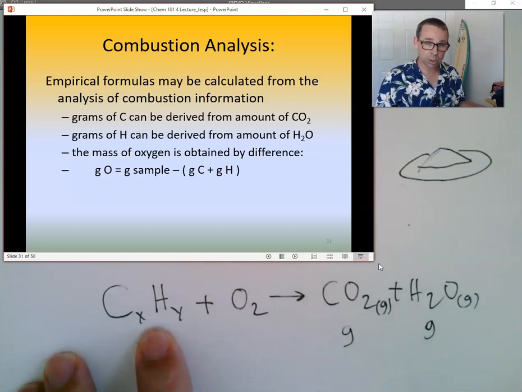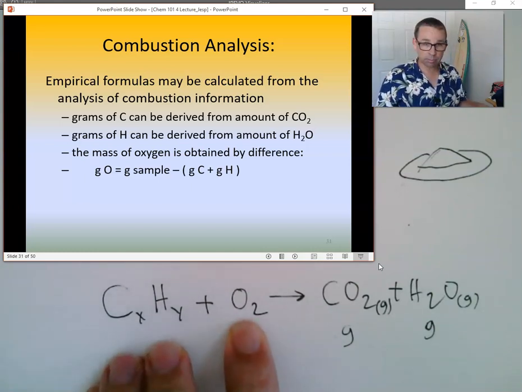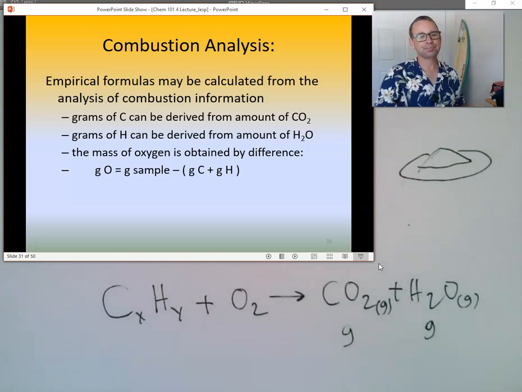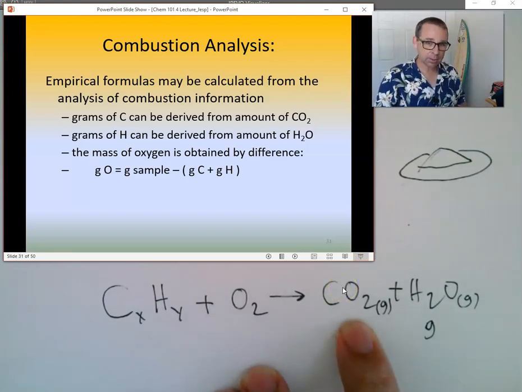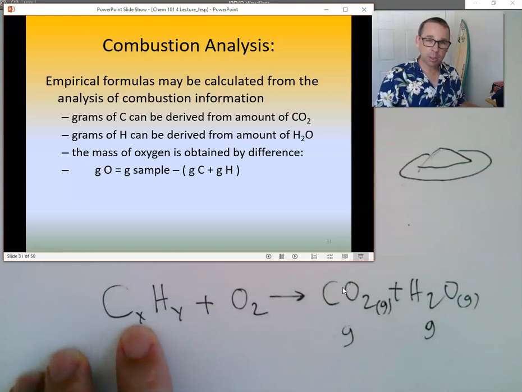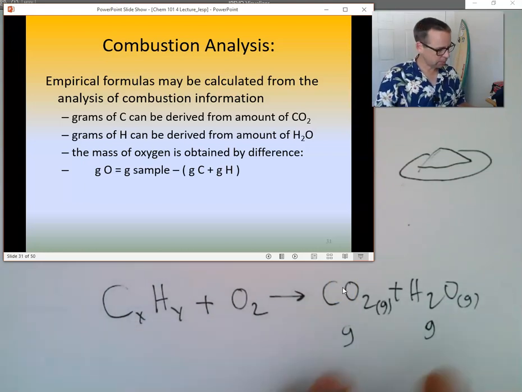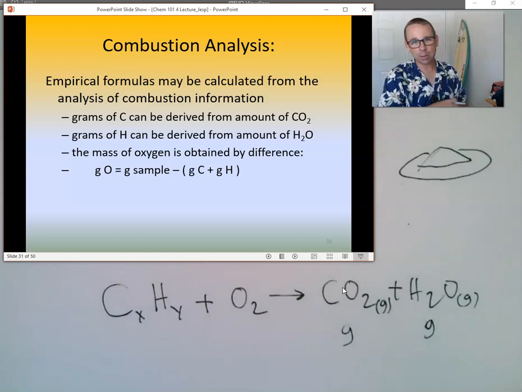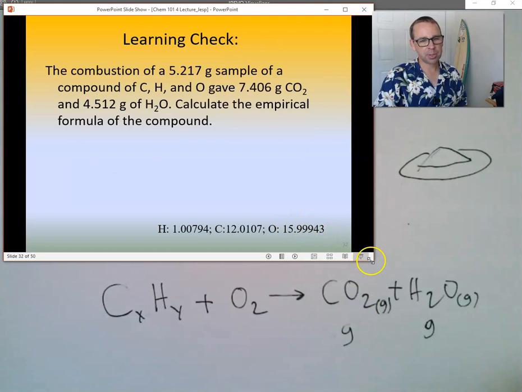So I burn sugar and oxygen in my body, or if I burn it in a can, wherever, the products will be carbon dioxide and water. Now, from the amount of carbon dioxide that I get out, I can determine how many moles of carbon I started with. And from the amount of water that comes out, I can determine the moles of hydrogen. And from the moles of carbon and moles of hydrogen, I can get the empirical formula. Okay? So we're going to look at that. Here's an example.